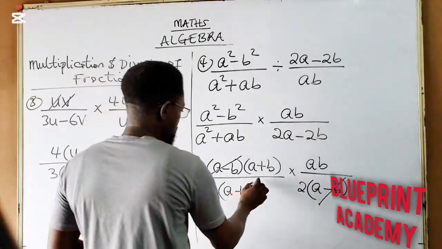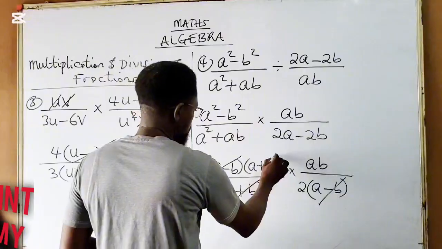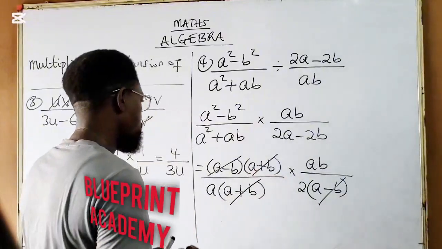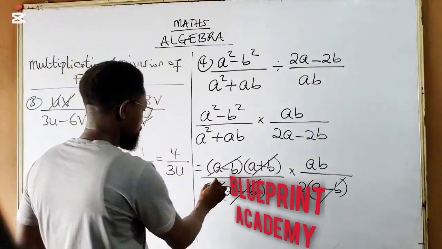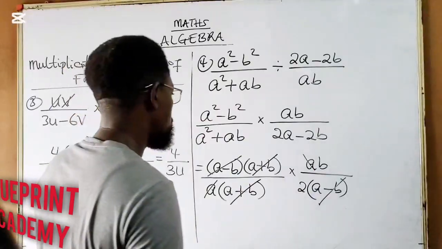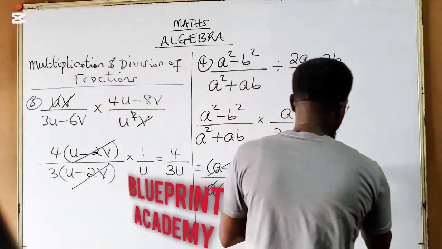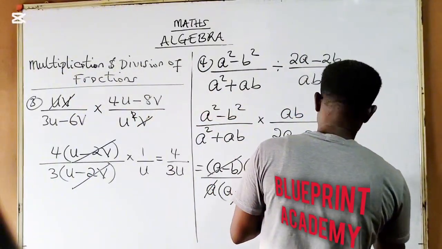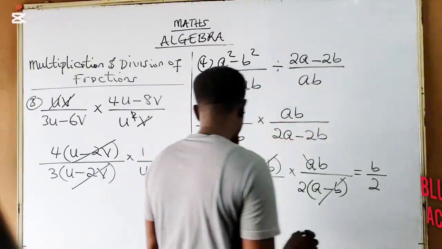So now the a minus b here, we cancel the a minus b in the numerator. Then the a plus b here in the denominator, we cancel this a plus b in the numerator. Then the a here, we cancel this a from here. And then we'll be left with b over 2. So the final answer is b all over 2.